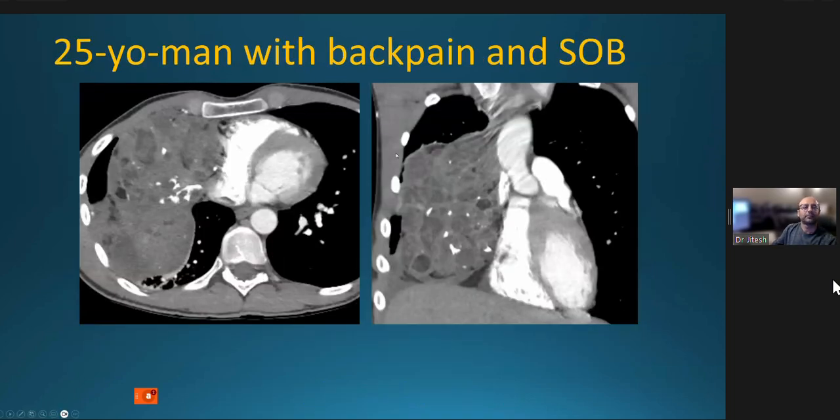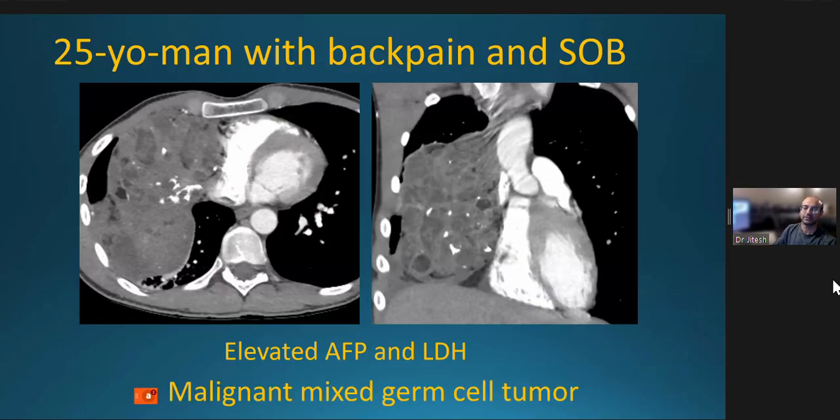Now look at these two examples. Same patient. We can see this patient has a very large tumor containing areas of fat and calcifications. It's a very heterogeneous-looking, invasive-looking, large tumor. This patient has an elevated AFP. So this was a mixed germ cell tumor. It has both teratoma and non-teratomatous components.